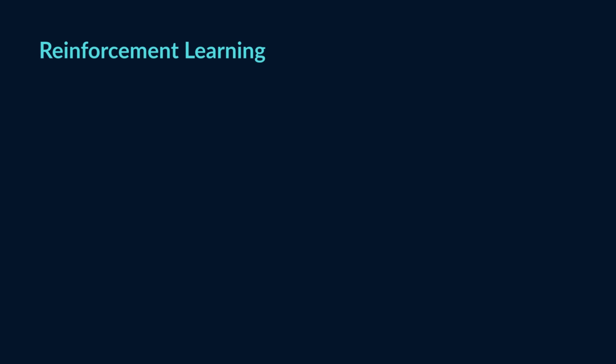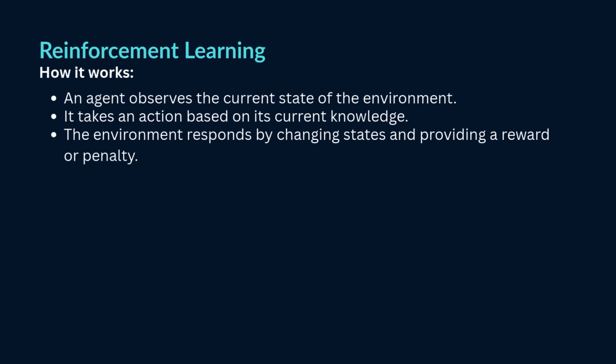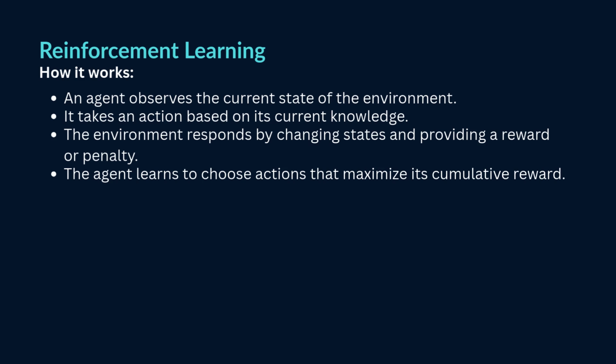Reinforcement learning is a different type of machine learning inspired by how humans and animals learn from experience. Instead of learning from labeled examples, an agent learns by interacting with an environment, making decisions, and receiving feedback in the form of rewards or penalties. How it works: an agent observes the current state of the environment. It takes an action based on its current knowledge. The environment responds by changing states and providing a reward or penalty. Over time, the agent learns to choose actions that maximize its cumulative reward.